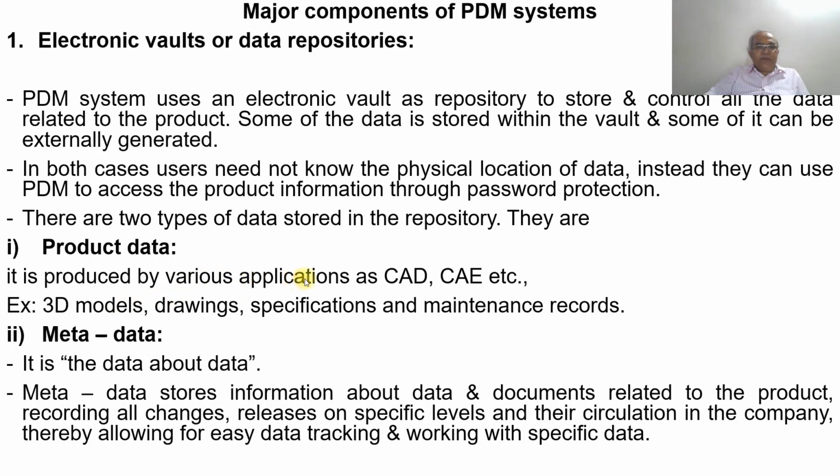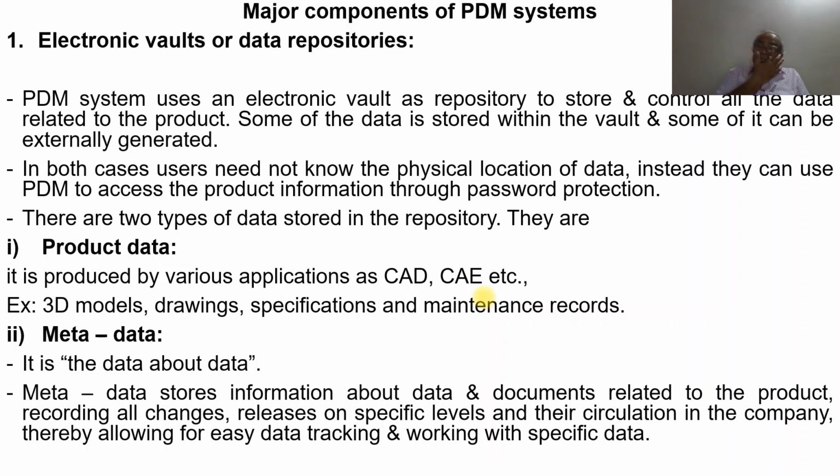Product data is produced by various applications such as CAD, CAE, etc. Examples are 3D models, drawings, specifications and maintenance records. So that means, when we want to create a model, it will be stored as a 3D model, which is a part file, .prt. Or if it is a 2D dimensional drawing from AutoCAD, the CAD drawing is stored with a .dwg file extension. That is, the secondary name will be .dwg.